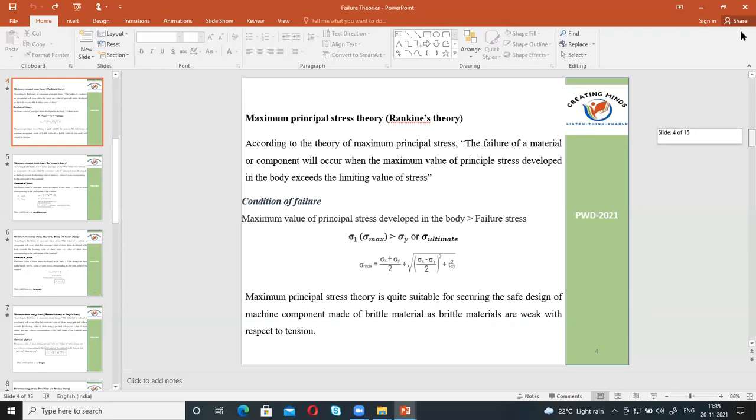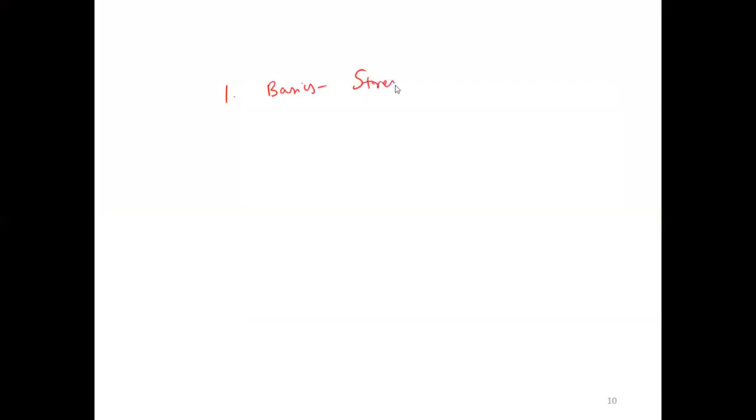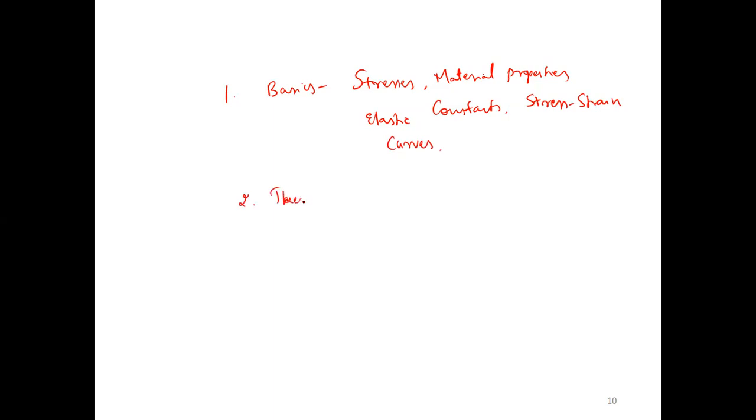Okay. Now, what all have we just discussed? First we discussed the basics related to stresses, material properties, and also we discussed elastic constants, stress strain curves. Okay, next what we discussed, thermal stresses.